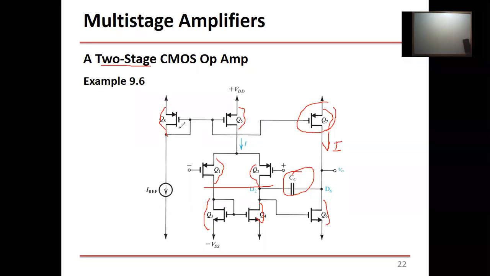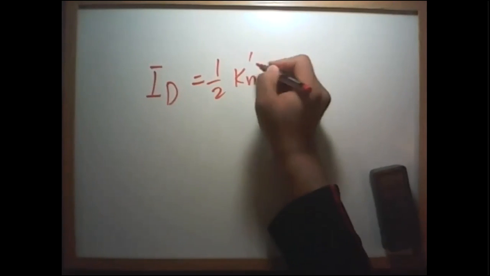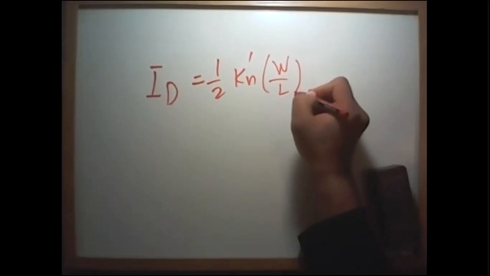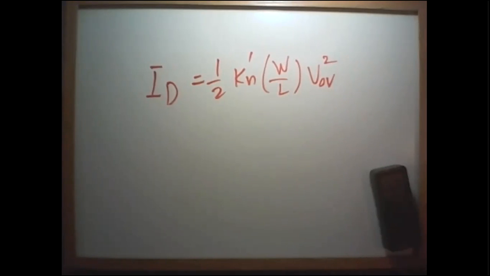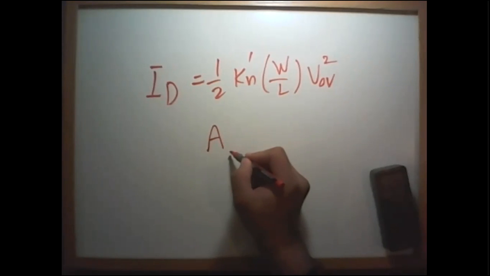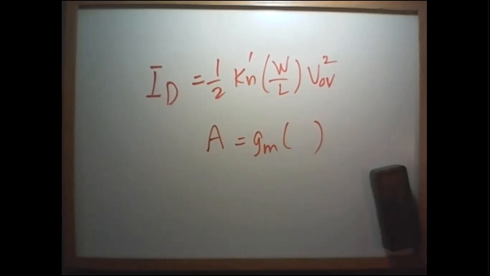Okay? DC analysis, simply we're going to use the equation as I mentioned before, that ID equals half Kn prime W over L times the overdrive voltage squared. Okay? AC analysis, the gain always is gm times something, okay? Times the resistance here. Okay? Using just these two simple equations, you can analyze the whole circuit.